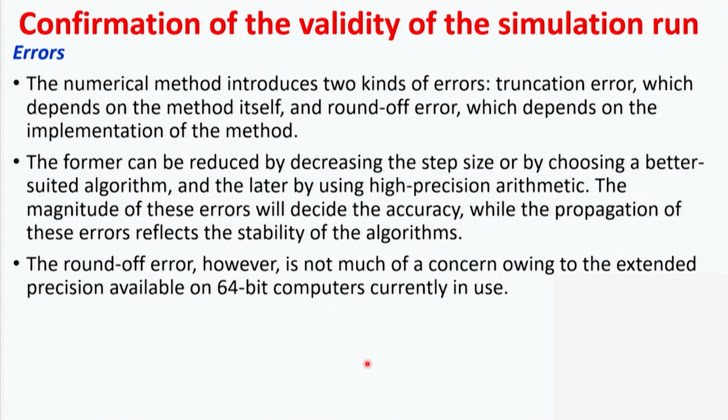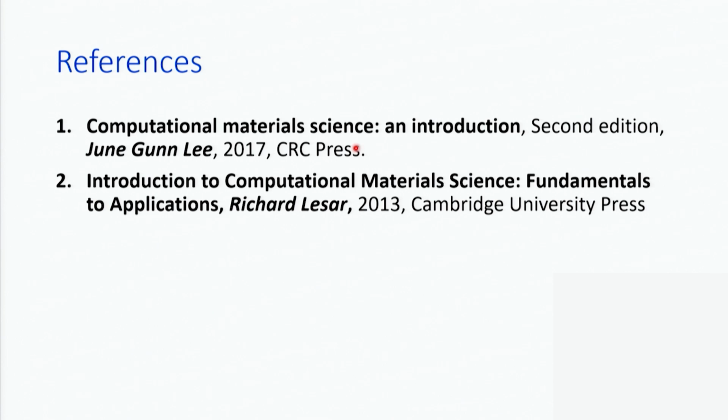Okay. So there are two types of errors in numerical solution. One is the truncation error, which depends upon the method itself. So you need to try different methods to minimize the error. The other is round off error. Okay. Round off error nowadays is not much of a concern, because we are using high precision machines and all. Okay. So that gives the overall view of the principle behind molecular dynamics simulation.